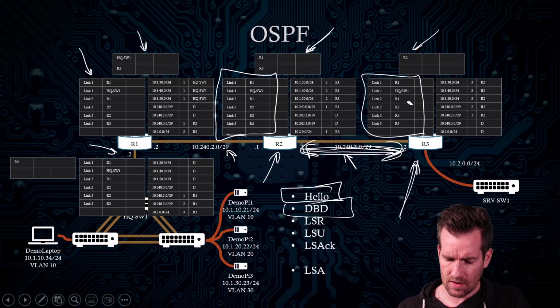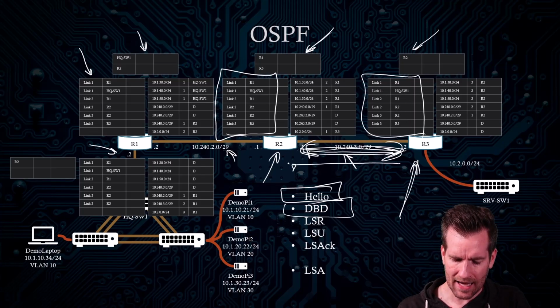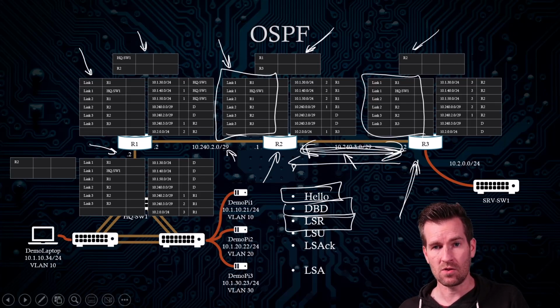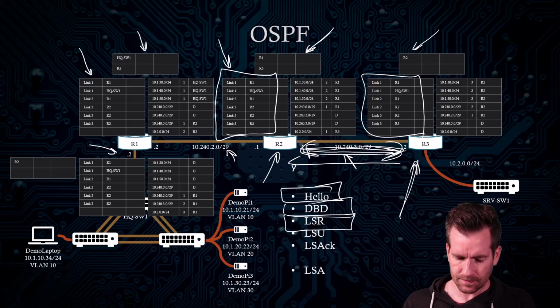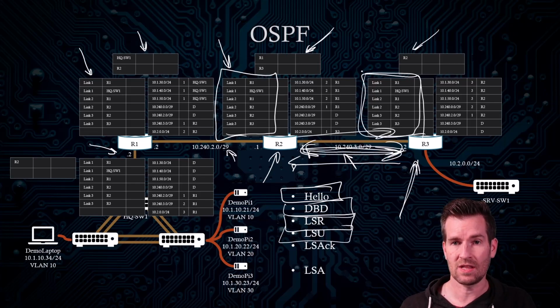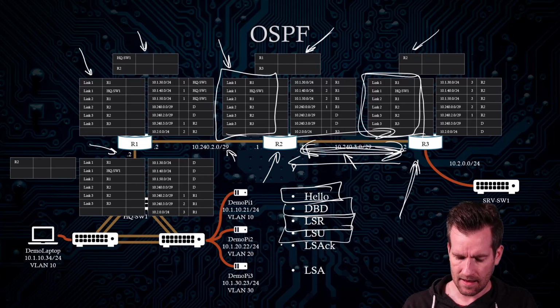And so what it's going to do is send a request to router 2. So it's going to do a link state request and say, I want that information. Can you give me that information? Router 2 will then send a link state update back and say, okay, here is the information that you requested. And then finally, router 3 will send an acknowledgement.